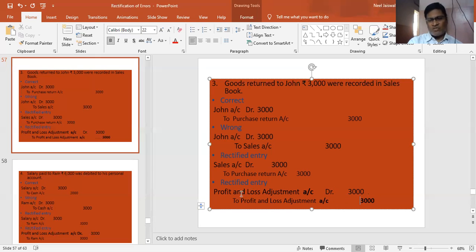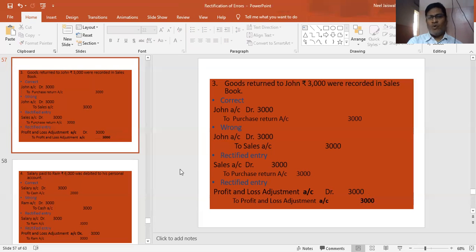And as both are nominal accounts, PL adjustment to PL adjustment, actually there will be no journal entry, because we cannot have an entry like this after the preparation of final accounts. They are self-rectifying. PL adjustment to PL adjustment: profit once increases, profit once decreases. So there will be no entry in the final journals.